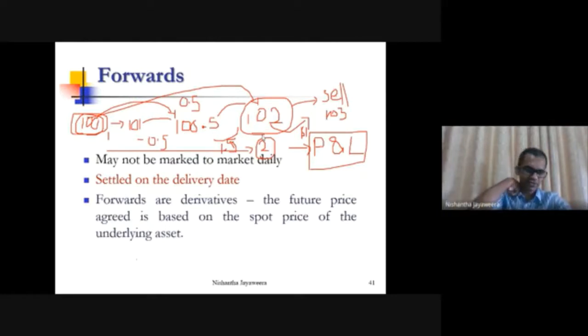Is it clear how this margining would reduce the counterparty risk? Okay. Anything else?